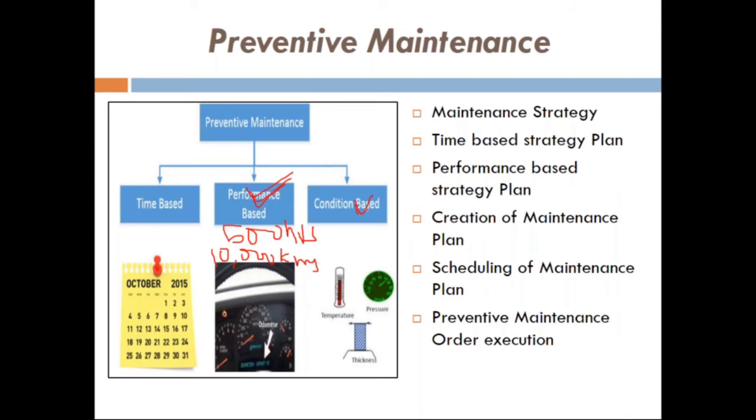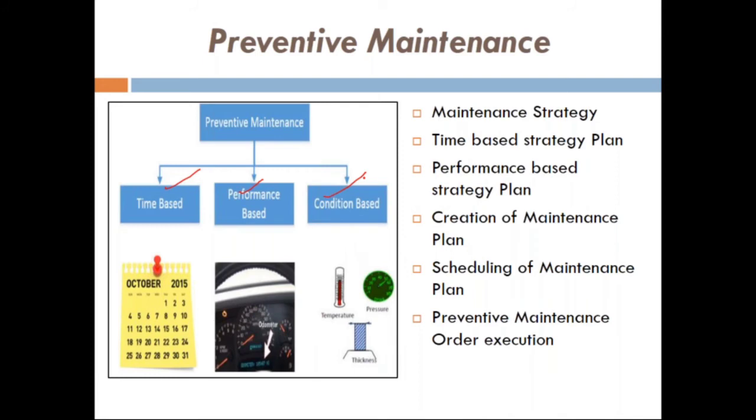Next one is condition-based. Condition-based means they expect the machine to have certain conditions like certain temperature, pressure, or thickness. If those conditions are not fulfilled, let's say they want the temperature to be 0 to 80 degrees, and suddenly the temperature goes out of 80 on a particular day, then in that kind of scenario they will go for preventive maintenance. So these are the types of preventive maintenance we have.